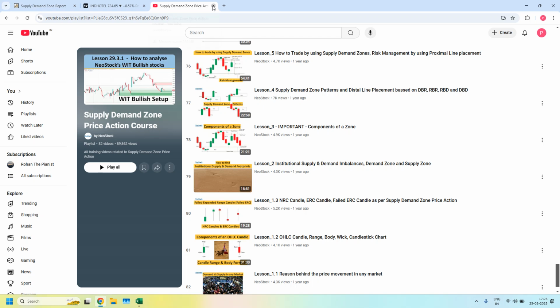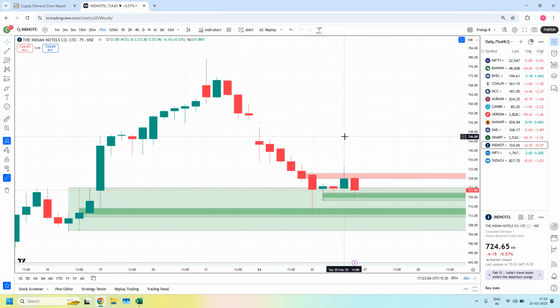Okay, now let's get into our HLQ zone performance evaluation. Yesterday, end of the day report, we identified 12 high liquidity zones from daily and 75 minutes time frame. And we got trades from two stocks. The first one is Indian Hotels.